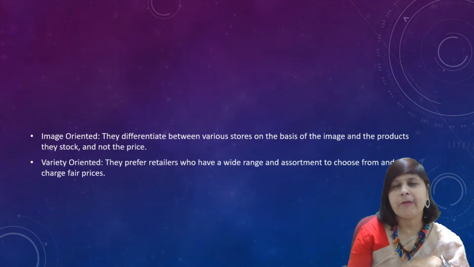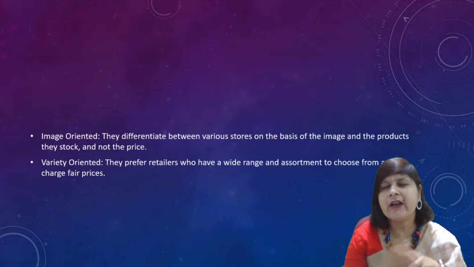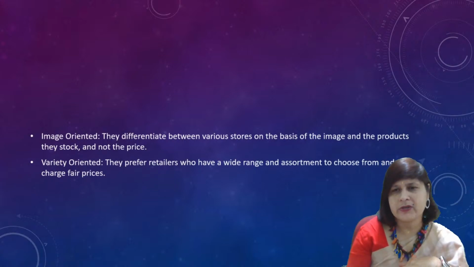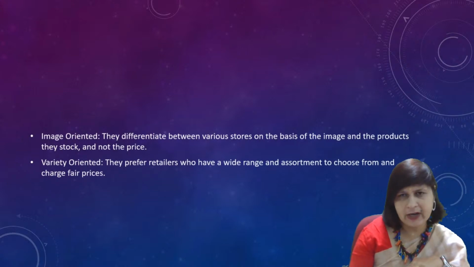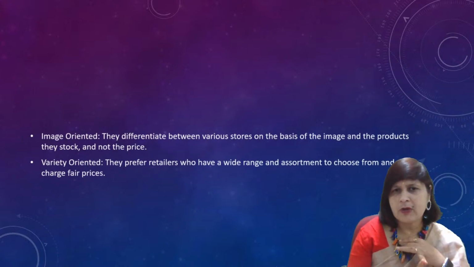Variety oriented, they prefer retailers who have a wide range and assortments to choose from and charge a fair price. So variety oriented. First is economic oriented, price matters to them only, right?